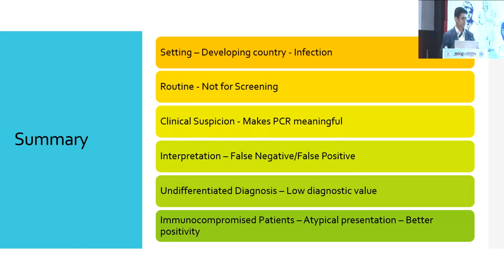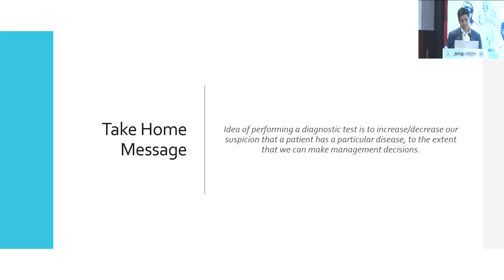In undifferentiated diagnosis, it's not as if we'll just put in some sort of test and it will come up with a diagnosis. It's not like that. It's more or less the differential that we have, and it might hold some importance in an immunocompromised patient. Atypical presentations are there because of their altered immunity. So in those cases, it might still hold importance.